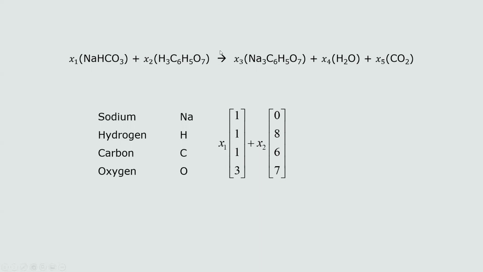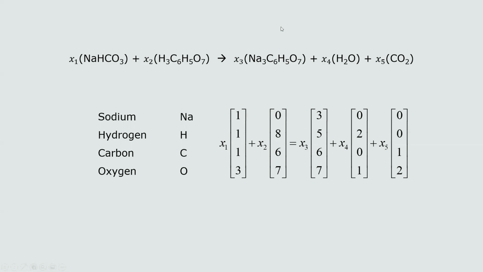Now the reaction is going to be like my equals sign. So I have the equals sign, and then I'm going to do the same thing for the right side of the equation. So x3, I have 3 sodium, 5 hydrogen, 6 carbon, and 7 oxygen, plus x4 times the vector with 0 sodium, 2 hydrogen, 0 carbon, and 1 oxygen, and x5 times the vector with 0 sodium, 0 hydrogen, 1 carbon, and 2 oxygen. So there's my vector equation.